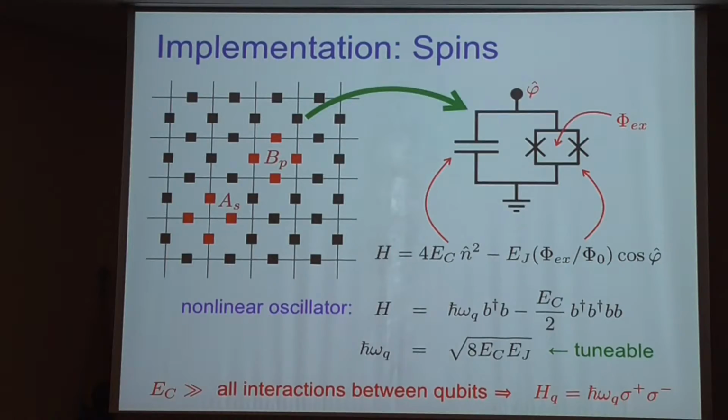Is it really negative? Yes. So it would be positive for a pi junction, okay. But no, it's always negative. So, yeah.